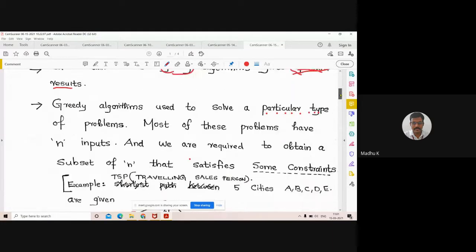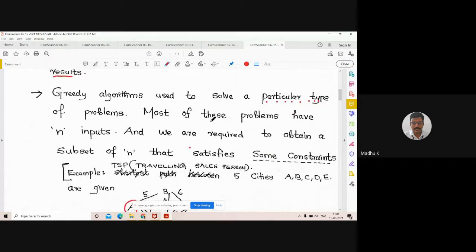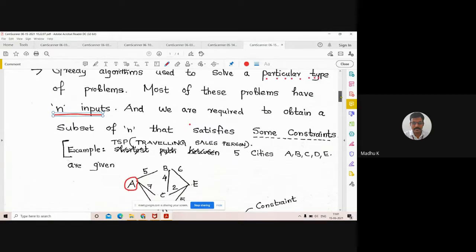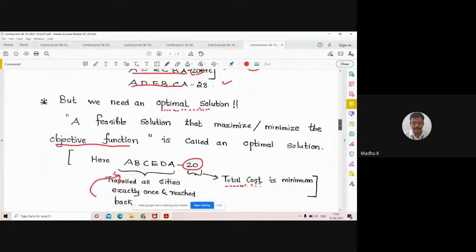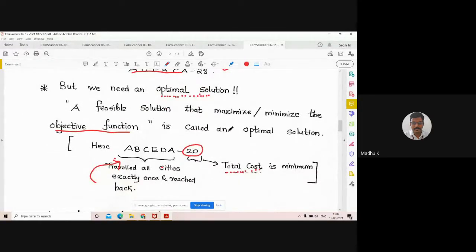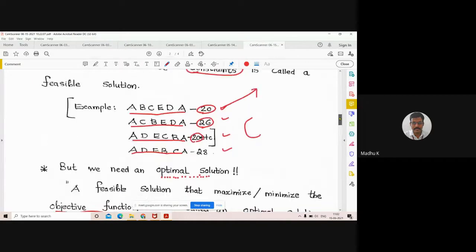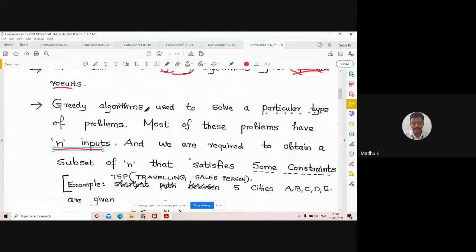Next, that problem should have n inputs, and we are required to obtain a subset of n that satisfies some constraints. In addition, we need to get the optimal solution from that. That type of problem can be solved using the greedy algorithm.